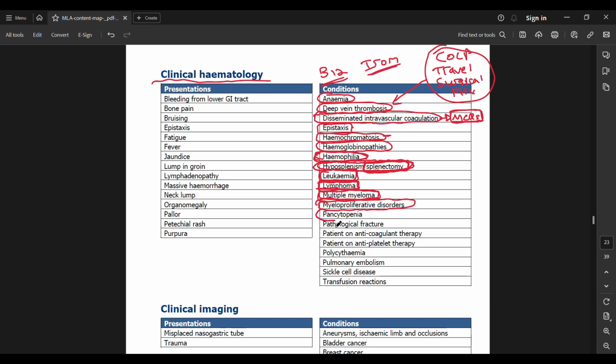Next, you have pancytopenia. Has shown up in the past as well. Make sure you know the causes of pancytopenia and how to investigate a patient with pancytopenia. Next, you have pathological fracture. Pathological fracture is something that does show up. I would say an elderly patient has a fall, maybe a child has some kind of disorder of the bones. So pathological fracture may show up in that case, in the case of OSCE stations. Also shows up in multiple choice questions, of course.